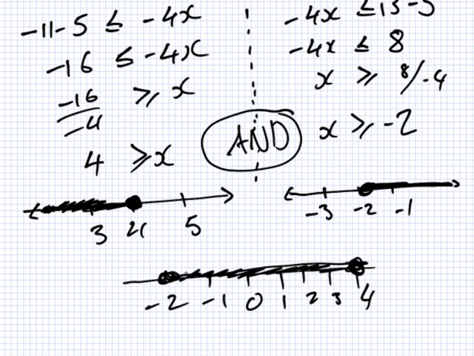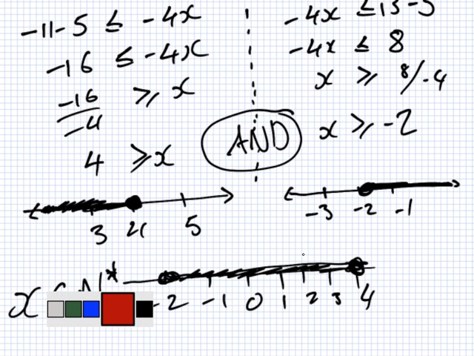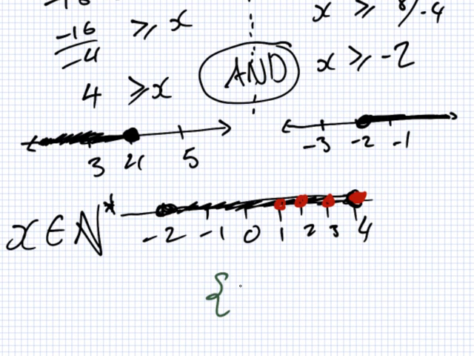But that's not quite finished. Because remember in the question I said x is a natural number not including 0. So now we have to pick out the numbers we can use. Can we use 4? Yep. 3 is okay. 2 is okay. 1's okay. 0? No. Minus 1? No. Minus 2? No. So the answer at the end is just the numbers 1, 2, 3 and 4. This is the answer set.